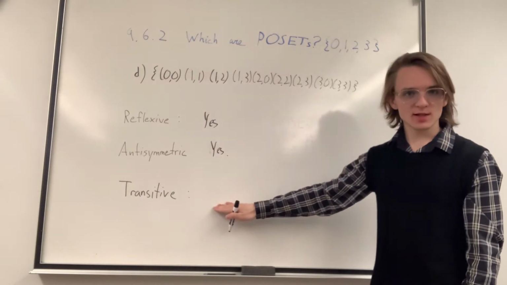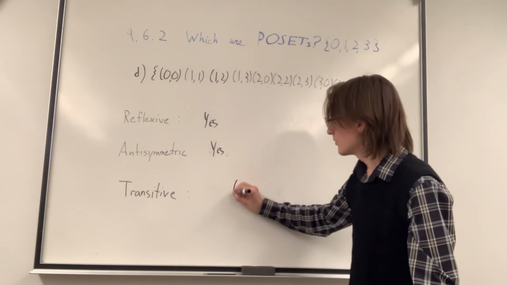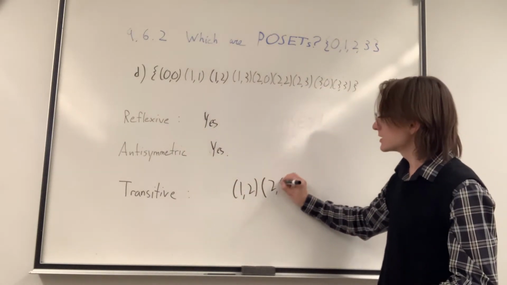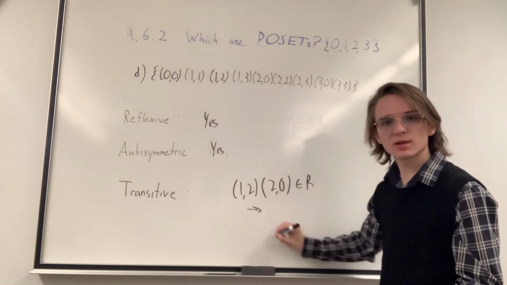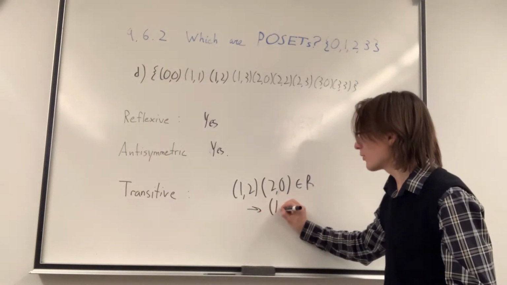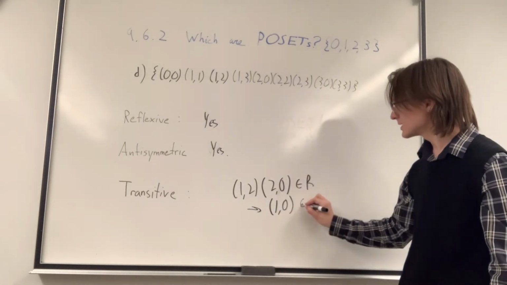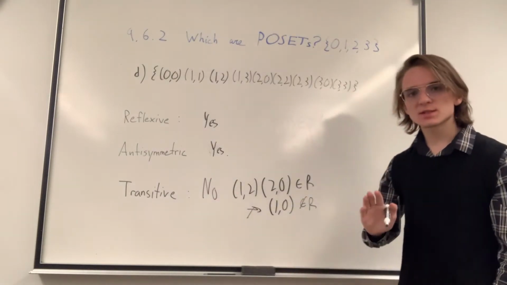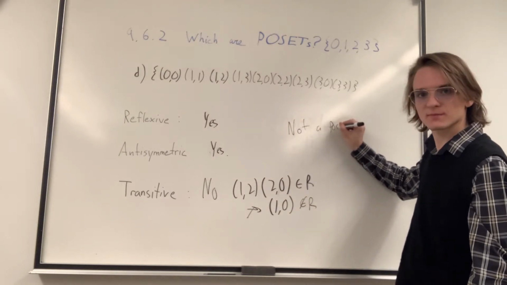So we would say yes, this relation is antisymmetric. Okay, is it transitive? Well, let's copy that as an example. We have 1, 2. We have 2, 0, both in the relationship. Now this implies the existence of 1, 0, but we don't see 1, 0 anywhere. It's not in the relationship, the implication fails, so no, our relationship is not transitive and not a poset.